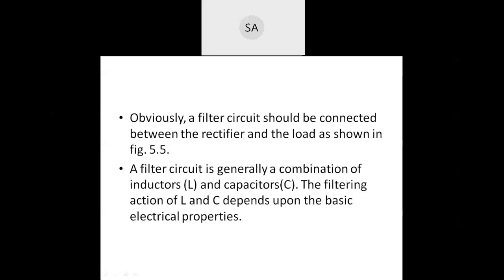A filter circuit is generally a combination of inductors and capacitors. The filtering action of L and C depends upon their basic electrical properties. So in the filters, we will use either L and C components to filter the AC component, and depending on the electrical properties, we will construct the filters by using L and C.